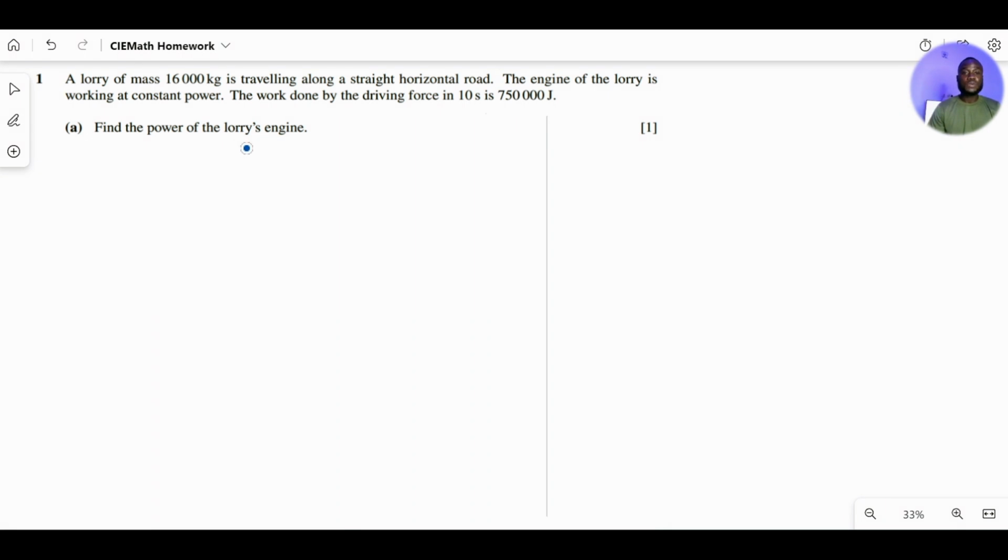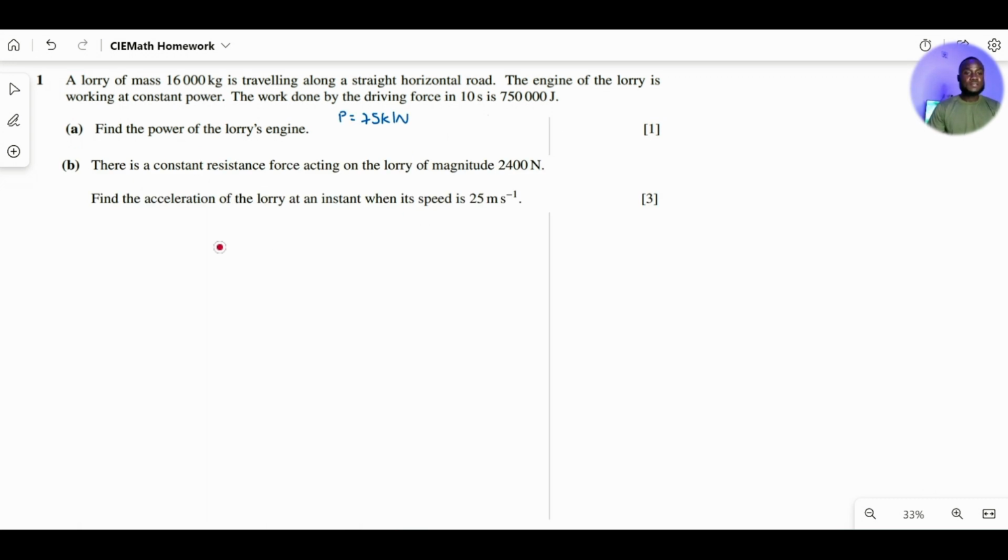So if you have the work done by the driving force, power is the work done divided by how long it took to do that work. So in this case, the power of the engine is 75 kilowatts.